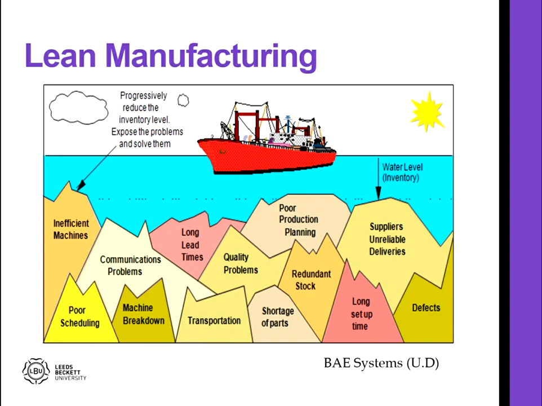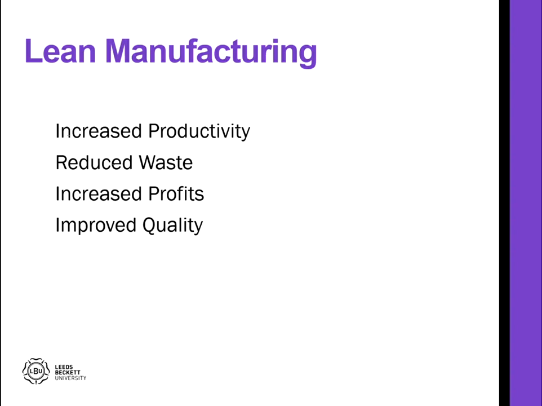All that waste costs money, as do defects, poor production planning, long lead times, inefficient machinery, poor scheduling, etc. One way to see some of that is to reduce inventory and start looking at the whole process itself. So with lean, we're going to increase productivity. That's what we want to do. We want to reduce waste, increase profits, and improve quality. That should come by simply looking at the process, looking at where muda, where waste is, and trying to reduce that.